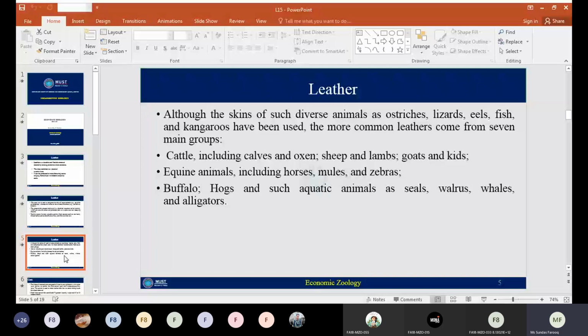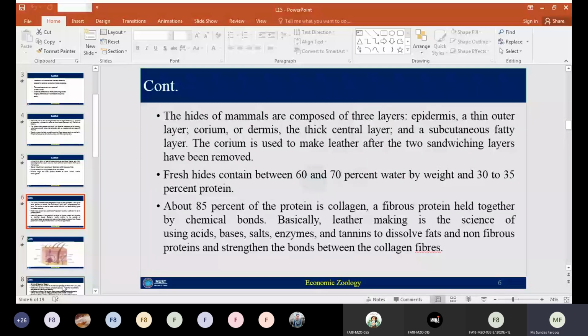We are obtaining this product from different types of animal sources. The hide of mammals is composed of three basic layers. The first layer is the epidermis, the thin outer layer. The corium or dermis is the second layer, the thick central layer. Then there is the subcutaneous fatty layer. This is the basic constitution of mammalian skin.